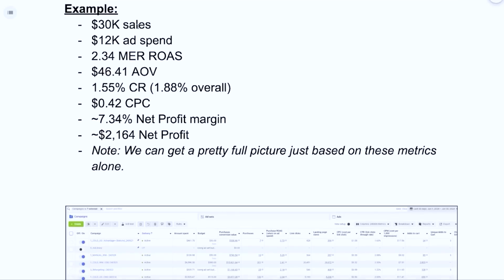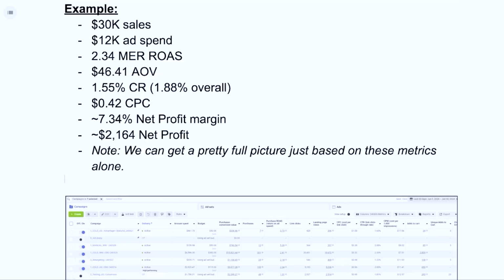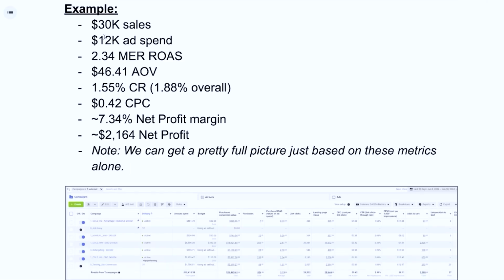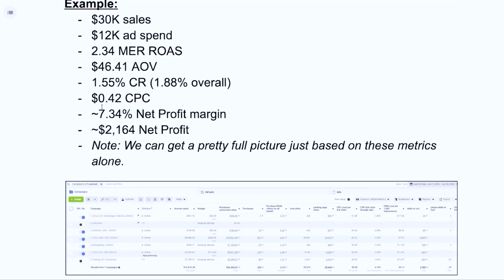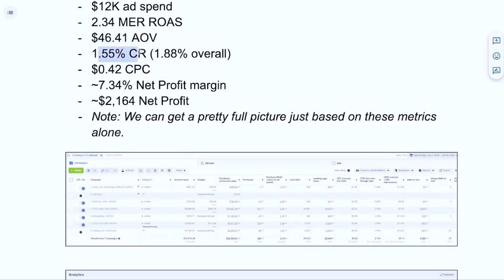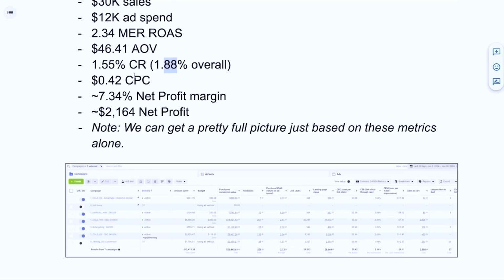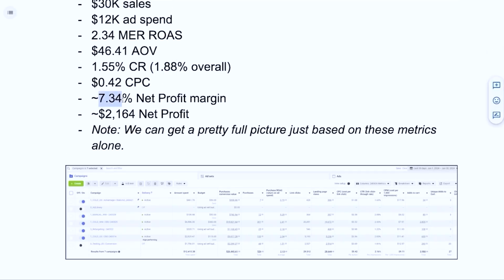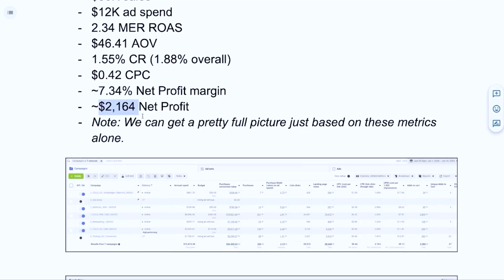So to demonstrate this concept even further, we're going to be using an example of a student from the community, using their stats from a few months ago. In the screenshots, they had done $30,000 in sales, about $12,000 in ad spend, overall ROAS at 2.3, $46 AOV, 1.55% conversion rate, 1.88 overall, 42-cent cost per link click, and they're at roughly a 7.3% net profit margin, done $2,000 in net take-home income.